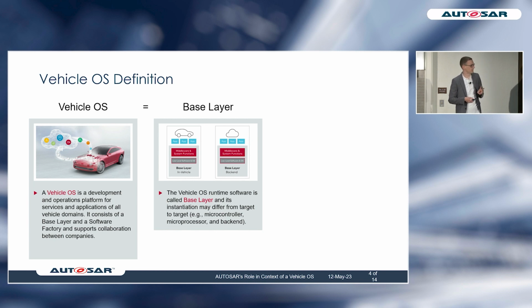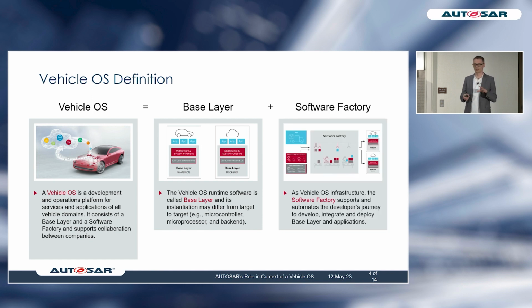The second component is what we call the software factory. That's basically the workflow, because you can have the best embedded software ever, but if it's not possible to use it in a user-friendly way, it doesn't work either. You need to manage the complexity so that the end user is able to get the best out of the embedded software. So we have a short equation: vehicle OS is base layer and software factory, but it's nothing worth without collaboration.